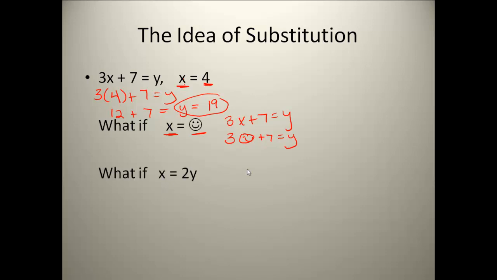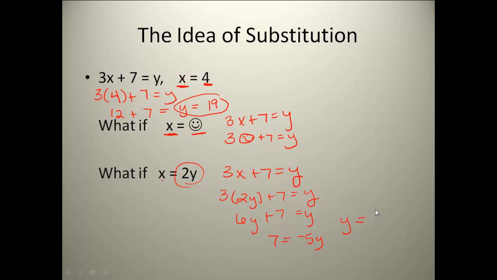So what if I had instead x was equal to 2y? So I still have my 3x plus 7 equals y, but now x is equal to this 2y here, so I'm going to replace my x with a 2y. And I would then get 6y plus 7 is equal to y, and then I would end up getting y is equal to 7 over negative 5.